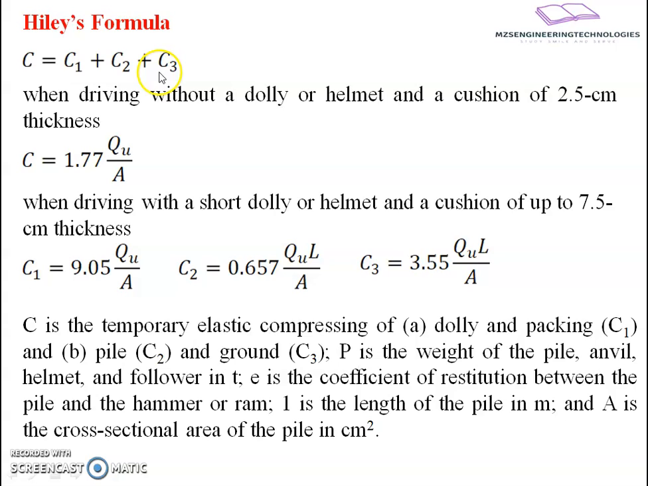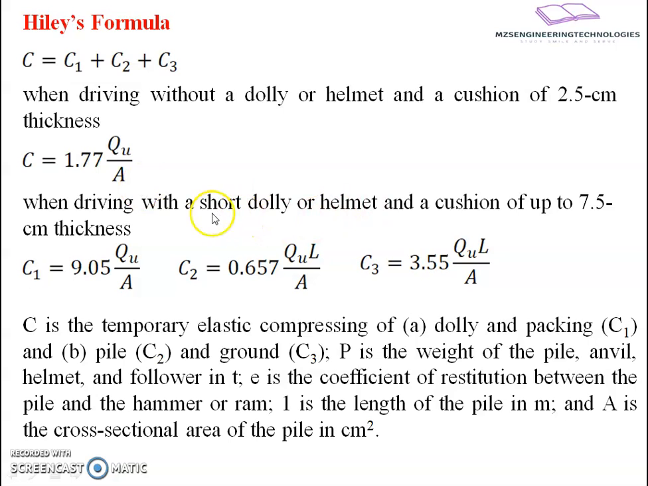Now C1, C2, C3 have their individual relationships with reference to the character of the pile and the character of the system of hammering. When driving without a dolly or helmet and with a cushion of 2.5 centimeter thickness, C equals 1.77 Qu by A, where the dolly or helmet is the uppermost part of the pile head, which receives the direct drop hammer load. So if the cushion is about 2.5 centimeter without any provision of dolly and helmet, the coefficient is defined as a single value, C equals 1.77 Qu by A.